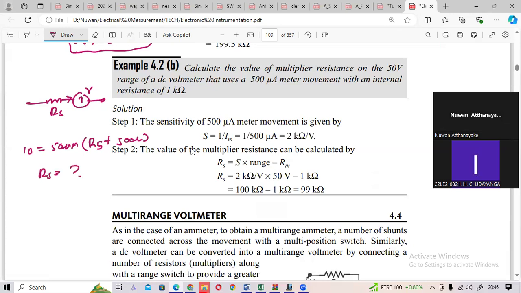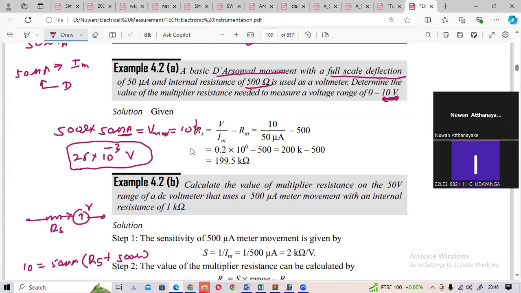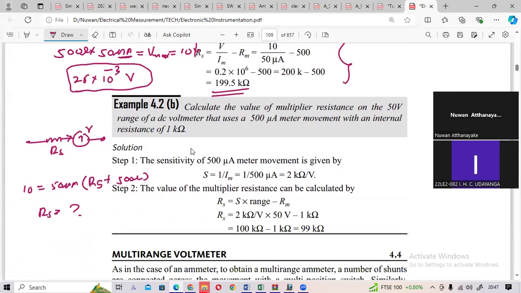If you connect that amount of resistance, you can use this setup to measure up to 10 volt. So simply calculate the resistance. Udayanga, did you get it? Yes, sir. Good. Those are very simple concepts, so that is why I quickly tell. I hope this one also you can do.